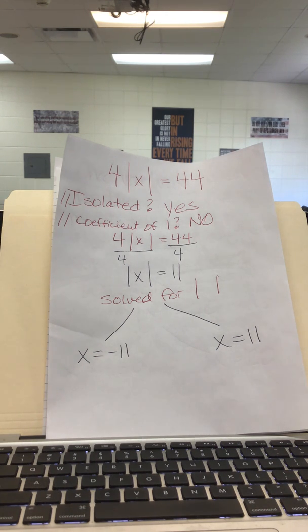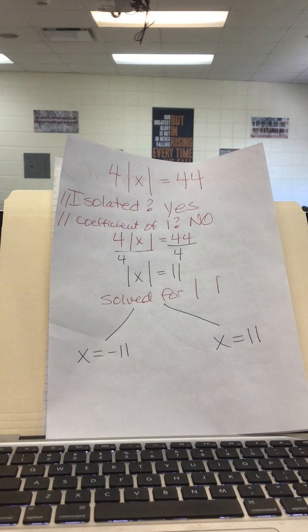That is what's being multiplied to the outside. So I still am solving. I need a coefficient of positive 1. I'm going to divide both sides by 4. And I'm left with the absolute value of x is equal to 11.